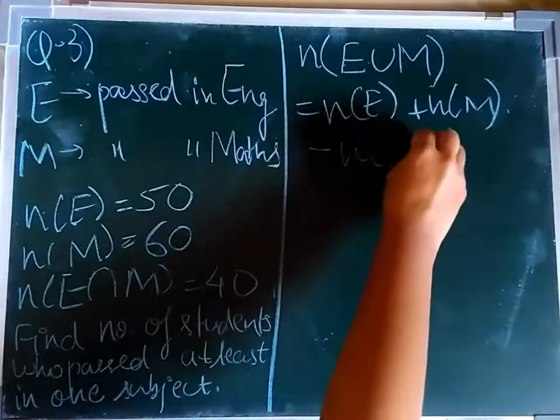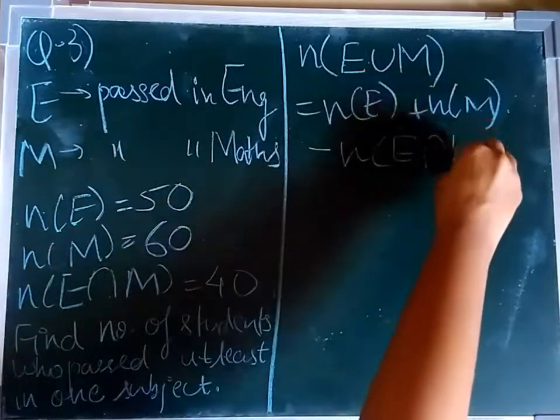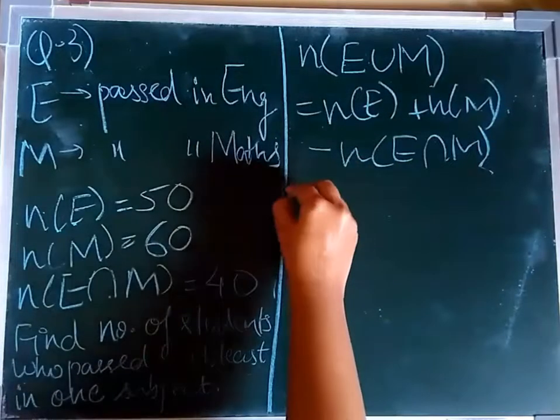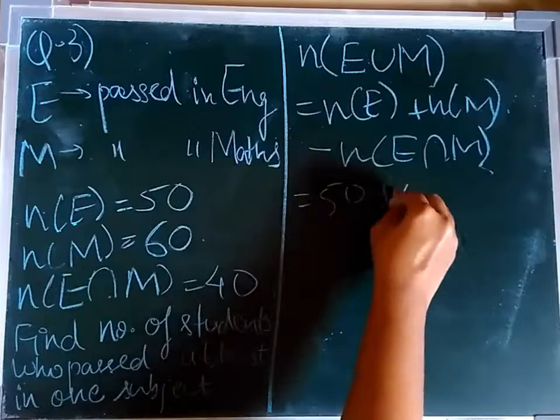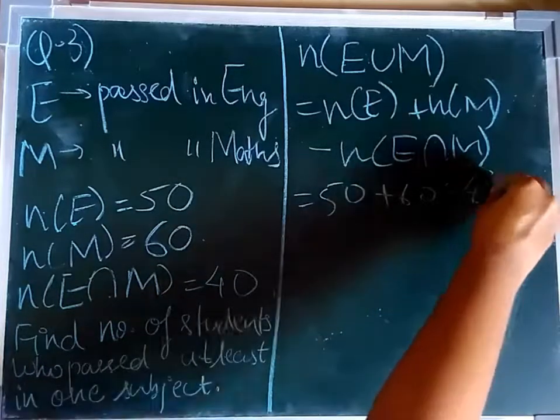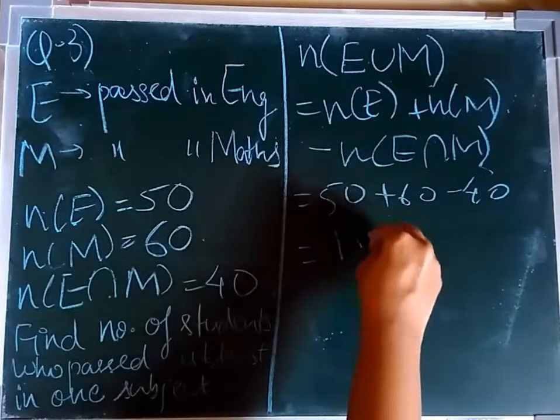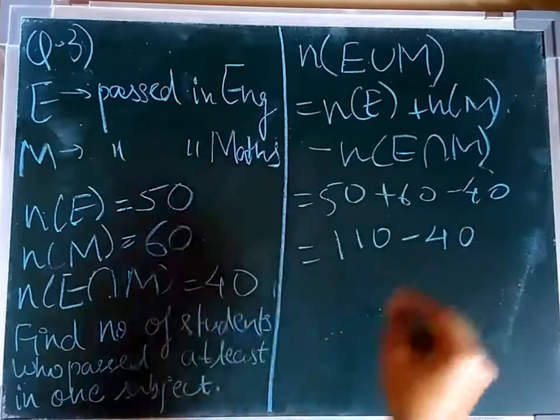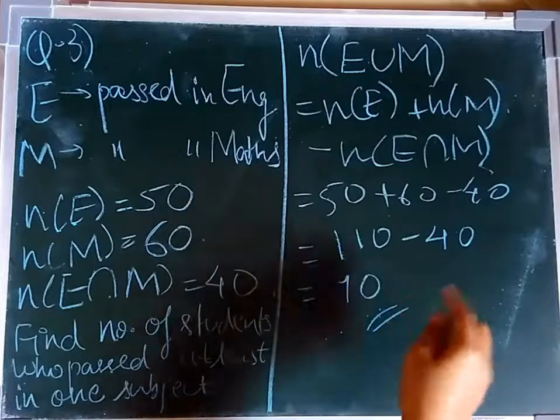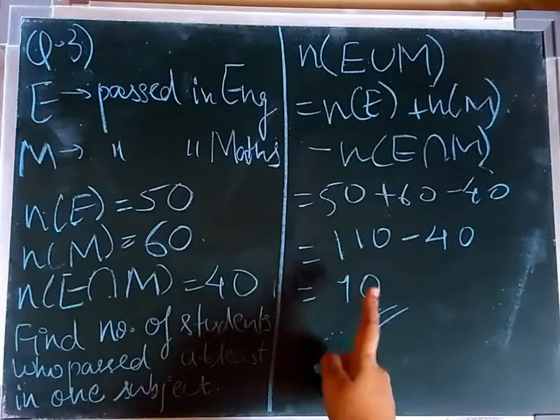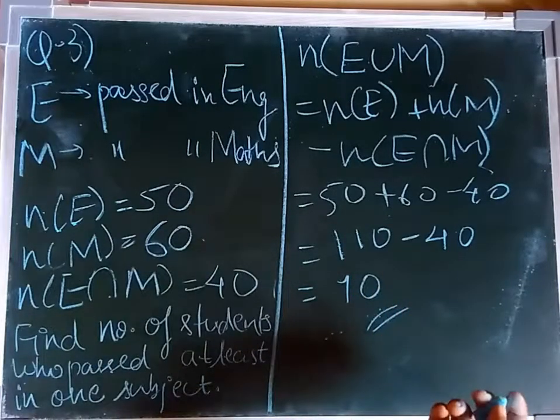This is by the formula that we derived in the last lecture or in the last video. This is 50 plus 60 minus 40. 110 minus 40. That is 70. So 70 students have at least passed in one subject.